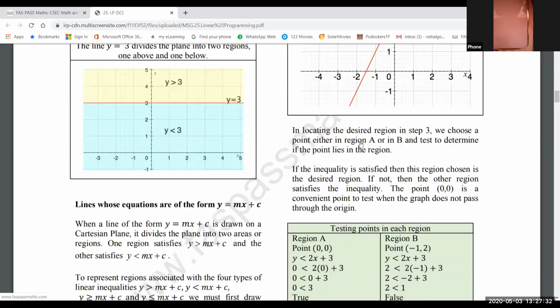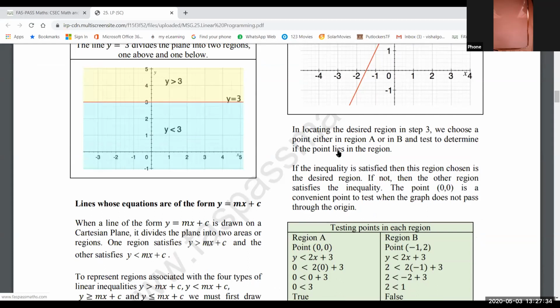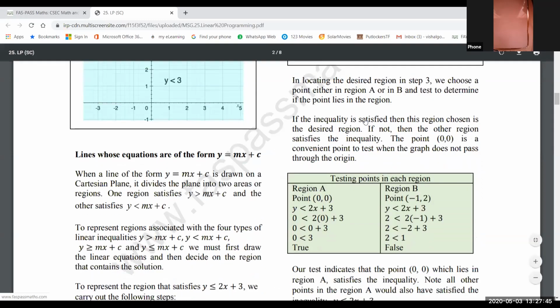So in locating the desired region in step 3, we choose a point either in region A or in region B to test if the point lies in the region. Now I want you all to know how to do this test, right? If the inequality is satisfied in the region chosen, then this region is the desired region. If not, then the other region satisfies the inequality. So the test point is 0, 0. This is called a test point. So I'm going to redo this table using my camera, right?